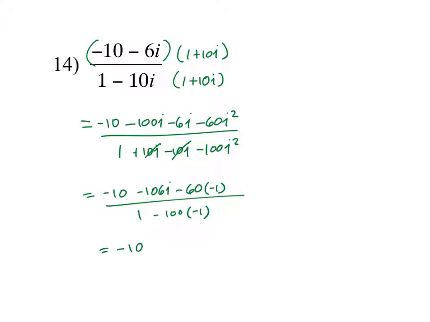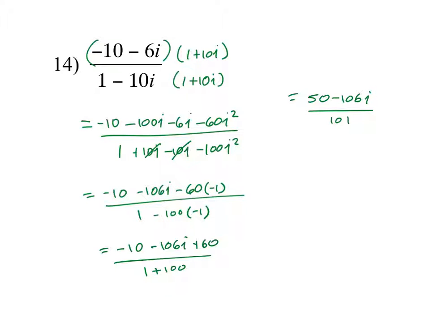So this is negative 10 minus 106i plus 60 divided by 1 plus 100. So 50 minus 106i divided by 101.